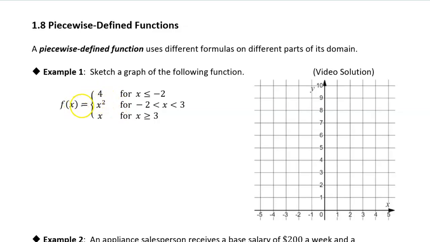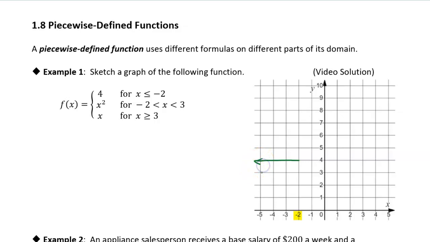The first piece just says f of x is equal to 4 for x less than or equal to -2. All right, so here is -2, and so if we just say y is equal to f of x, then we're just going to graph a +4. f of x is just a constant +4 for x less than or equal to -2.